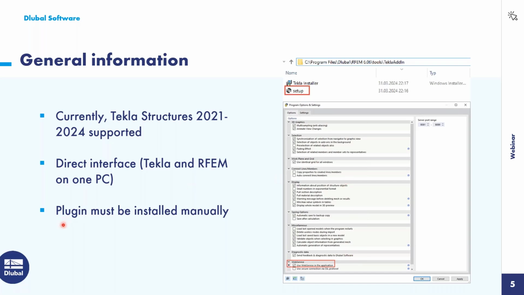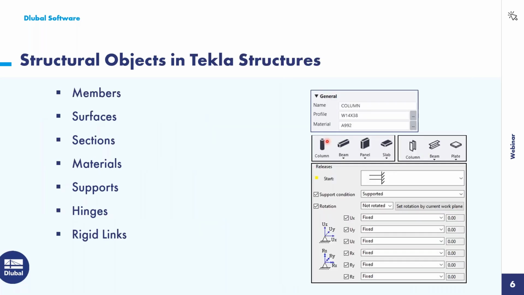And then the plugin also must be manually installed after installing RFEM 6. So you can find that setup file under this pathway after you install RFEM 6, and then once you install that, you should be good to go. The structural objects that can be transferred between Tekla and RFEM 6 include members and surfaces, sections and materials, supports and hinges, along with rigid links.